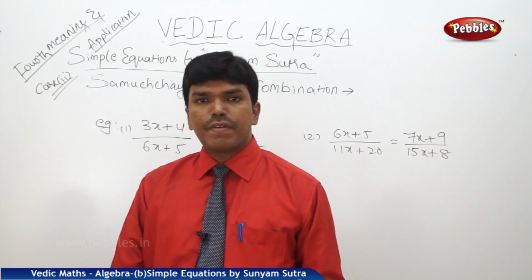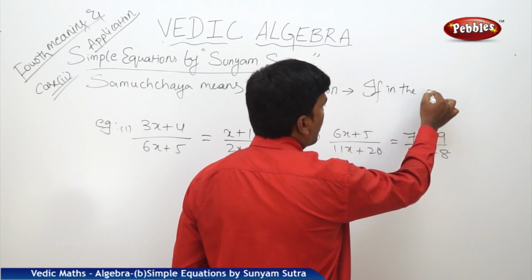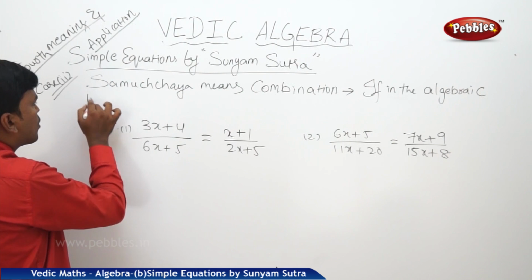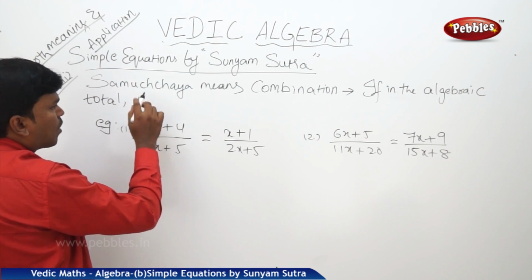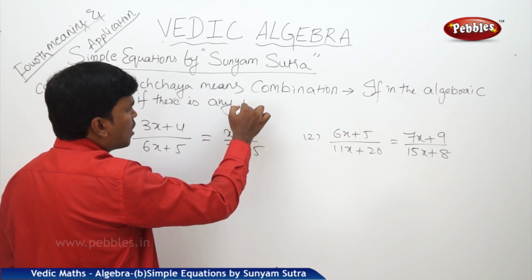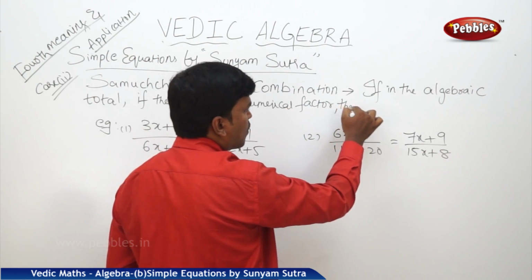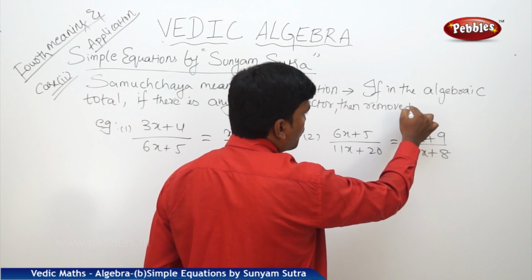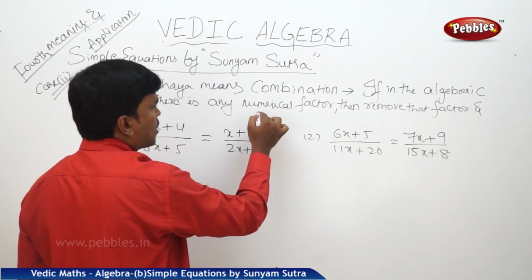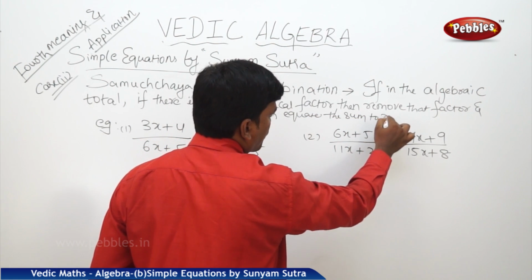Case 2 is whenever in the algebraic total, algebraic sum or algebraic total, whatever it may be, if there is any numerical factor, then remove that factor and then equate the sum to 0.